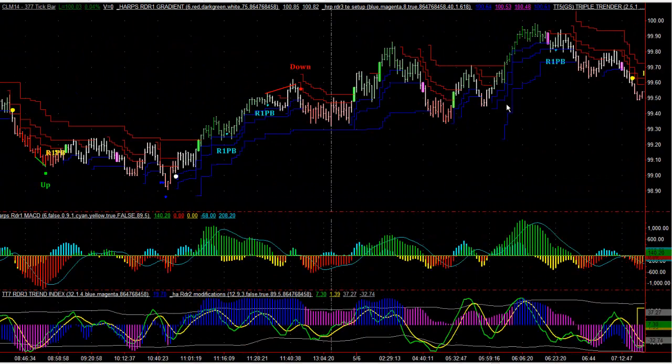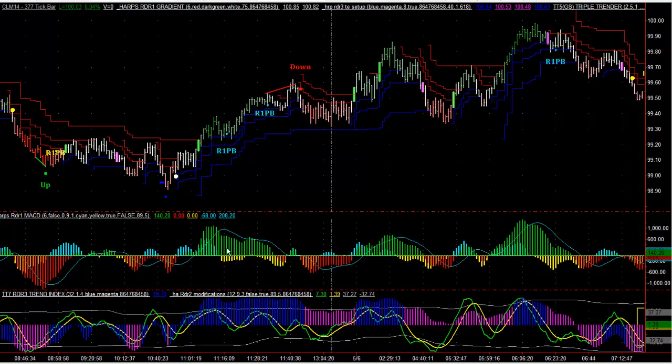Okay, now here is the chart I actually trade from, and this is a 377 tick chart off of the crude oil contract, and I have a few more indicators on here that help me identify these trading setups. You can see my bars are painted with a Radar 1 gradient so that I can see just by looking at the bars how strong the buying and the selling is.